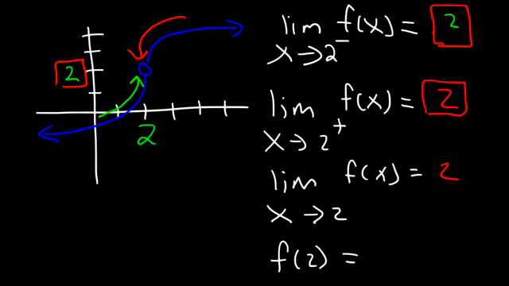Now what is the value of f of 2? So when x is exactly 2, what is the y value? Notice that there's no closed circle in this particular example, so therefore it does not exist. If you don't see a closed circle at x equals 2, f of 2 is not defined. Now let's look at a fourth example.